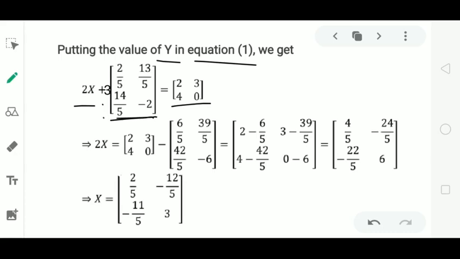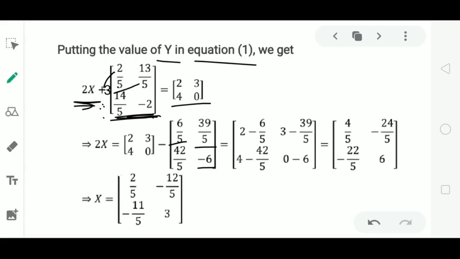3 into Y means multiply 3 to each element of matrix Y. 3 into 2 by 5 is 6 by 5. 3 into 13 by 5 is 39 by 5. 3 into 14 by 5 is 42 by 5. 3 into minus 2 is minus 6. We do not know 2X, keep it as it is.